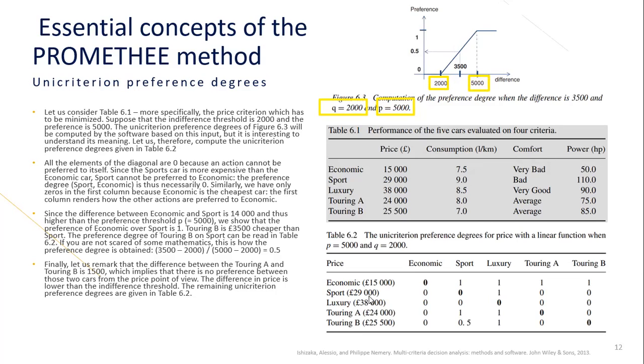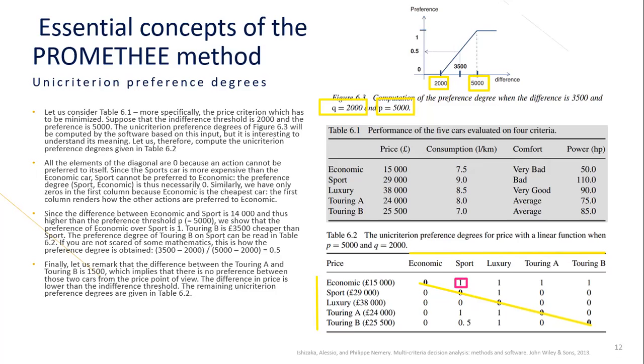Let's say, for example, for each of the alternatives: economic, sport, luxury, touring. Here is economic, sport, luxury, touring. Economic with economic, of course, will be 0 because it's the same alternative. So all of the diagonal will be 0. And then we start to calculate economic and sport here.